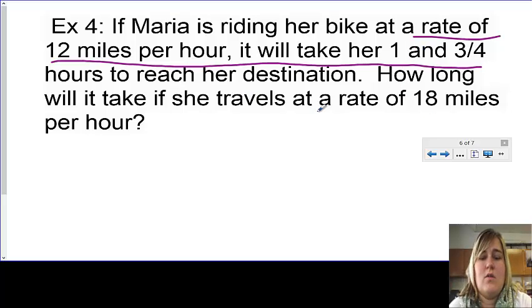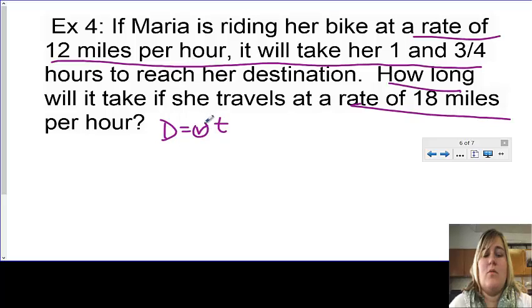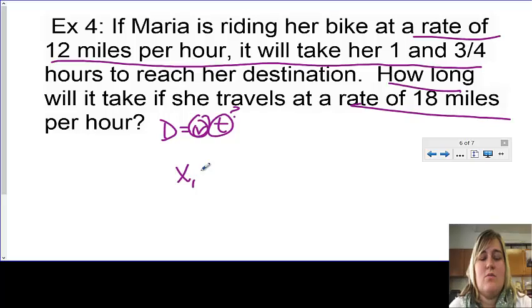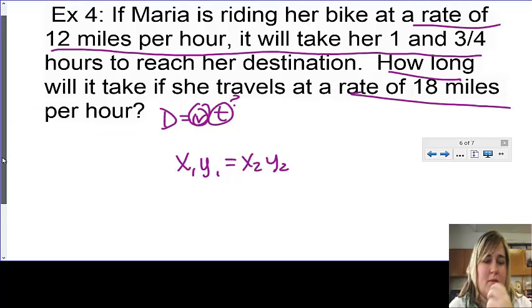And I also know, I want to know how long it'll take if she's traveling at a rate of 18 miles per hour. So essentially what they're giving you is the distance formula, D equals RT. They're giving you a rate and a time, and then they're giving you a rate and they want to know the other time. This is the same thing as our inverse variation equation. I'm going to have x sub 1, y sub 1 equals x sub 2, y sub 2, and it's going to be my rate and my time, my rate and my time.